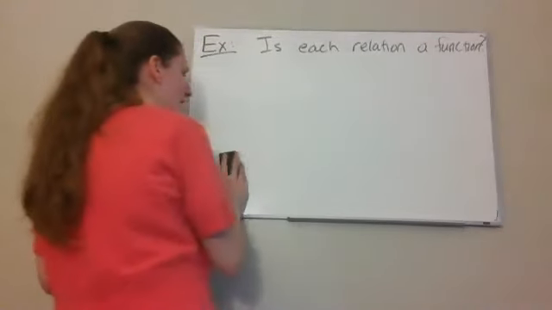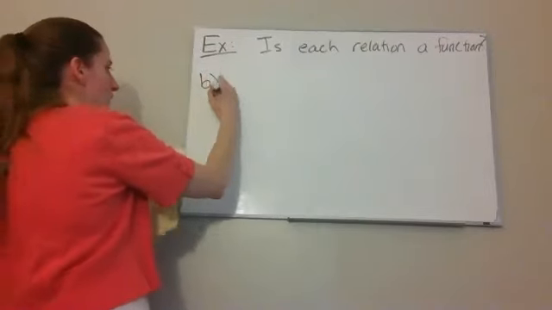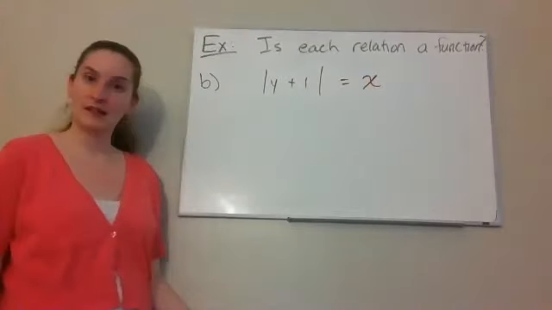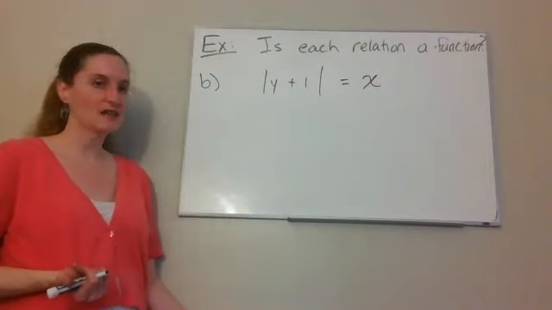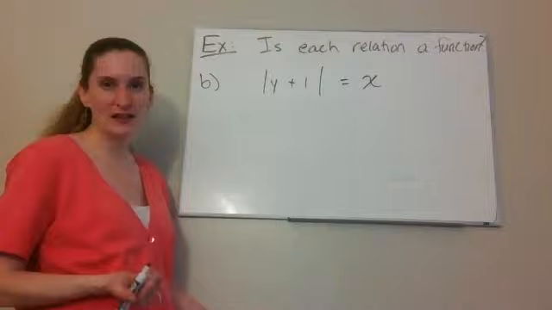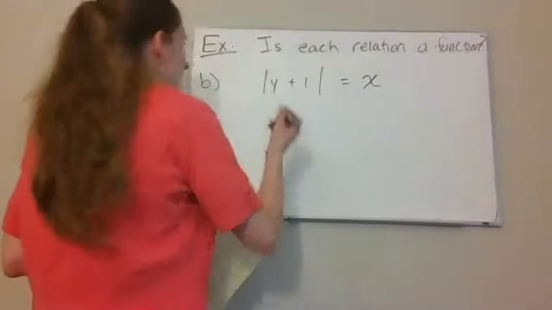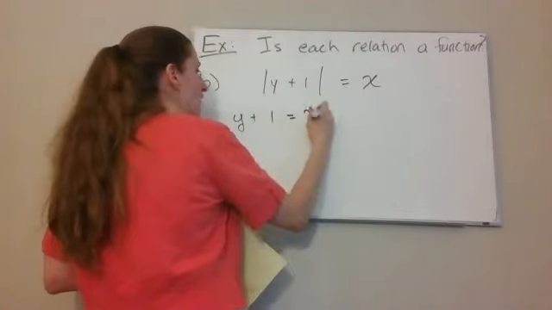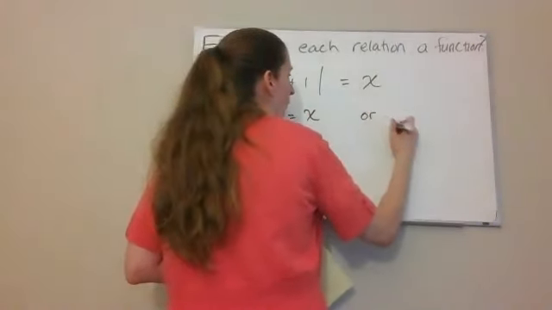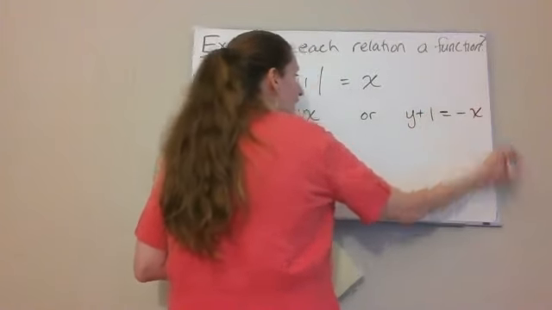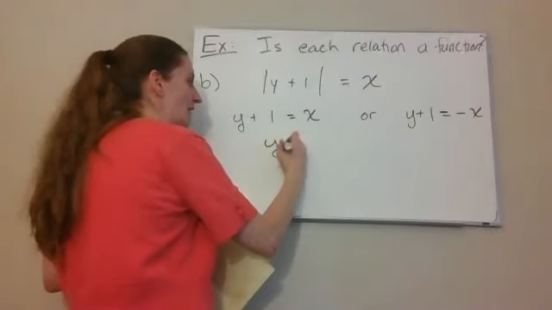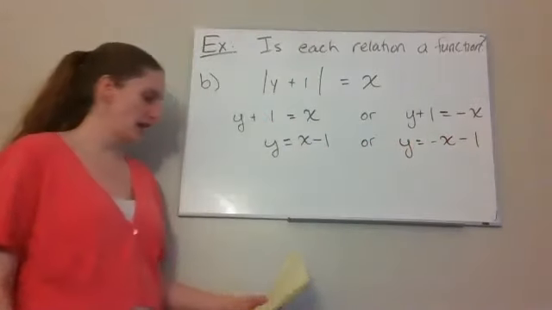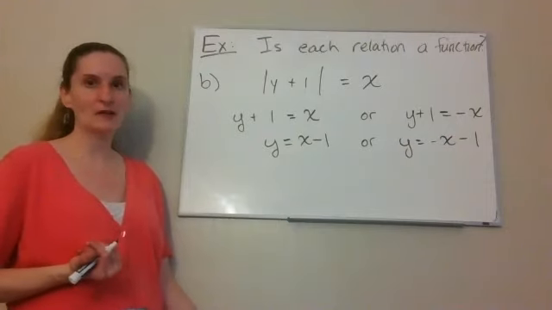How about one that's written as an equation? Here's a relation. Absolute value of y plus 1 equals x. Is this a way of writing y as a function of x? Well, to figure that out, let's first solve for y to try to make it look a little more like what we're used to. If we have absolute value of y plus 1 equals x, that means by the definition of absolute value that y plus 1 equals x or y plus 1 equals negative x. And if I solve this for y by subtracting 1 from both sides of the equation, I get y equals x minus 1 or y equals negative x minus 1.